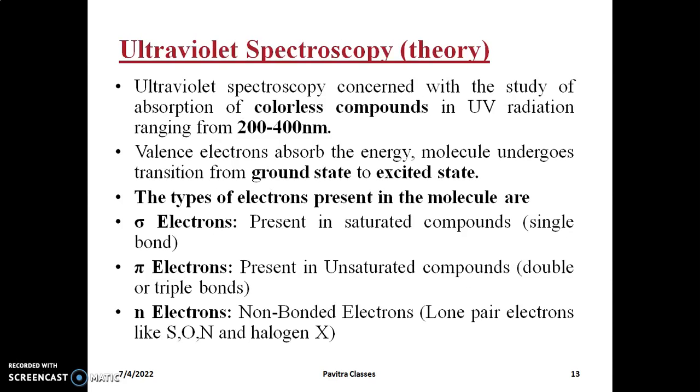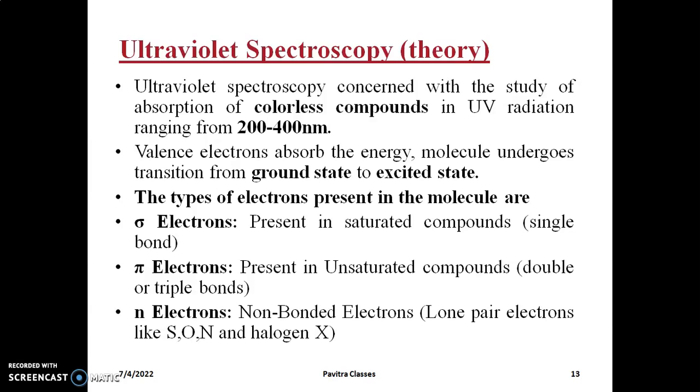These are the laws of UV as well as visible spectroscopy. The next part is ultraviolet spectroscopy theory. Ultraviolet spectroscopy is concerned with the study of absorption by colorless compounds, especially in the range of 200 to 400 nanometers. Valence electrons absorb energy, and the molecule undergoes transition from the ground state to the excited state. So the electrons absorb the energy whenever UV light passes.